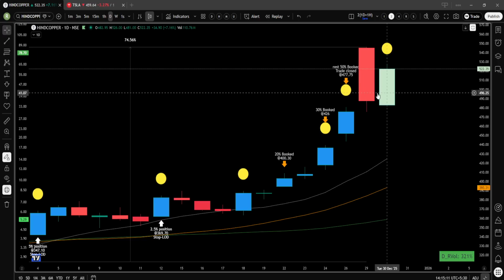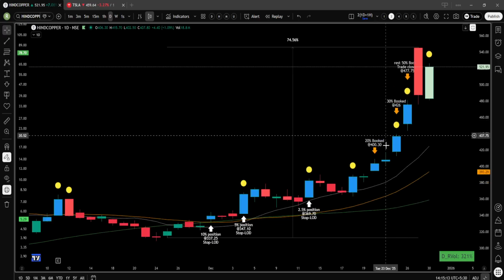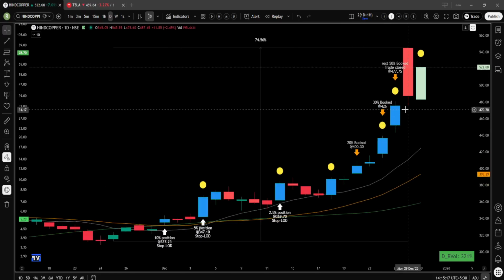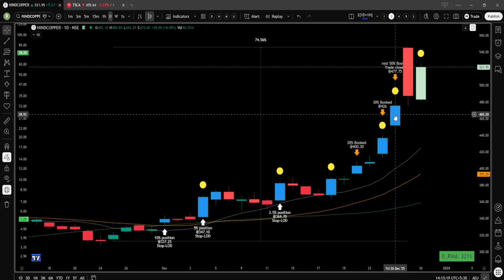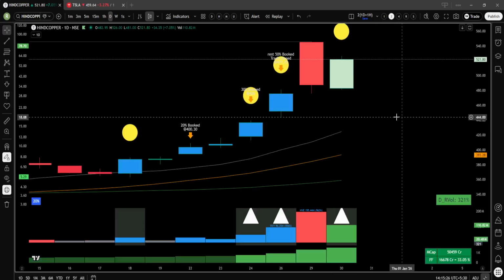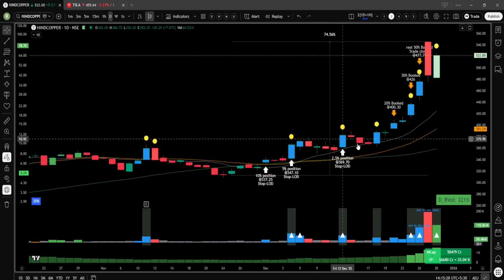Also, you can say that I missed these 2 days, but I was not on a good run, so I wanted to book some profit just to get good confidence. So I exited all the positions on this day, Friday, 26 December. So this was the Hind Copper trade.